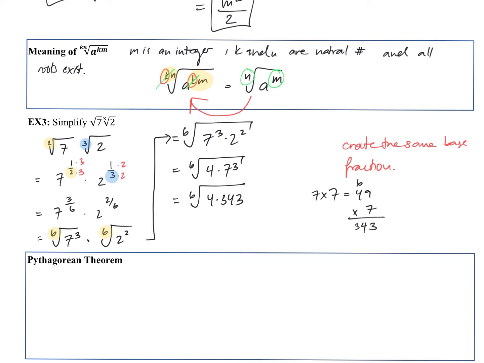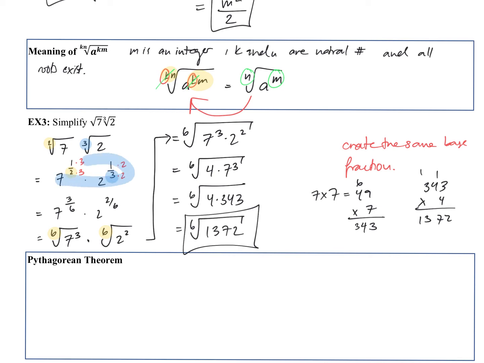Still going to multiply that out, so let's do that on the side. 343 times 4 is 1372. So that'll be the 6th root of 1372. And we're done. We put them under the same radical. So that's where the weird trick came in handy. Turn them into fractions, and then do the building up property to create the same index numbers. Once again, that's the goal. That's how you combine them.